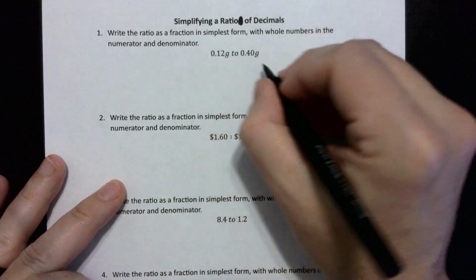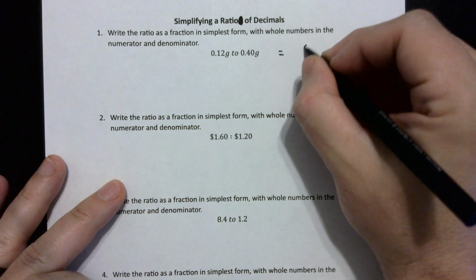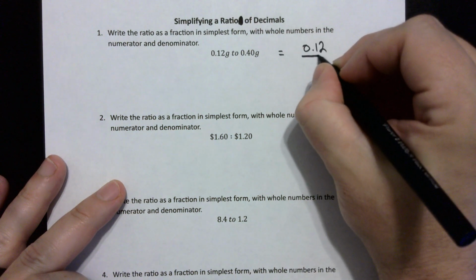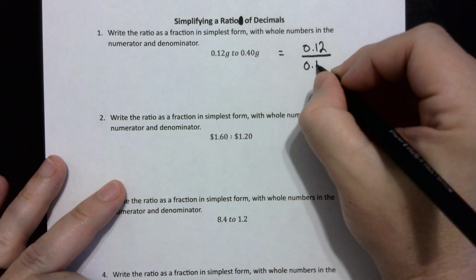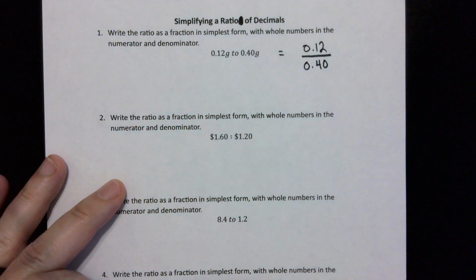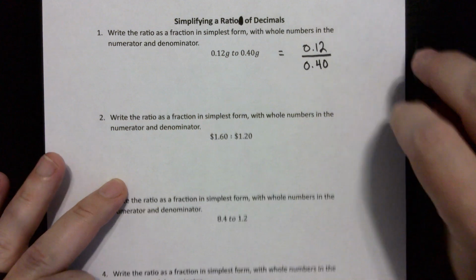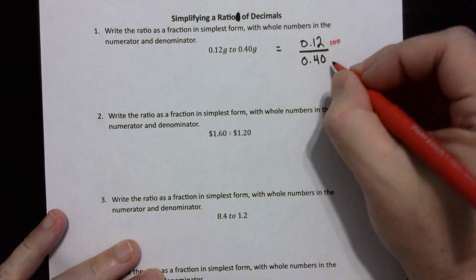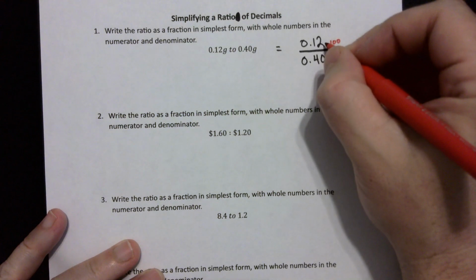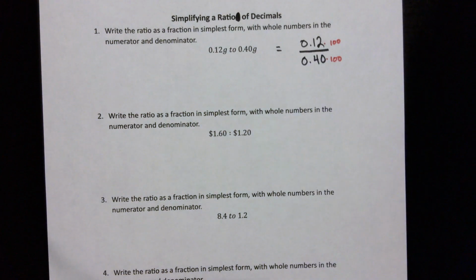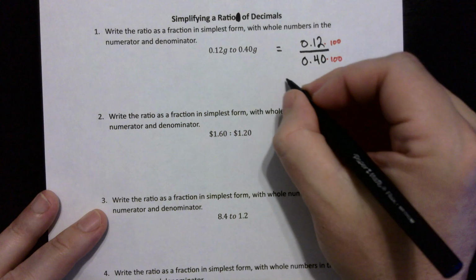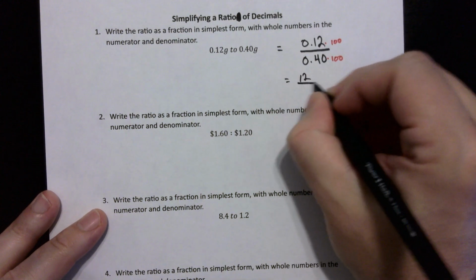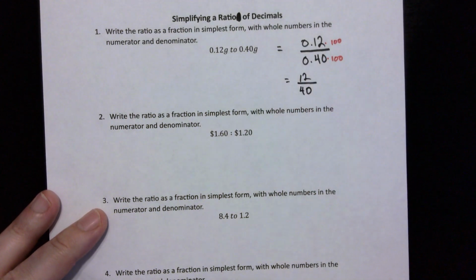So it would end up being 0.12 divided by 0.40. If you want to get rid of the decimals, you can multiply the top and bottom by 100, which essentially moves the decimal place over to the right a couple places, which is what we want. So this becomes 12 on top and 40 on bottom. That gets rid of the decimals.